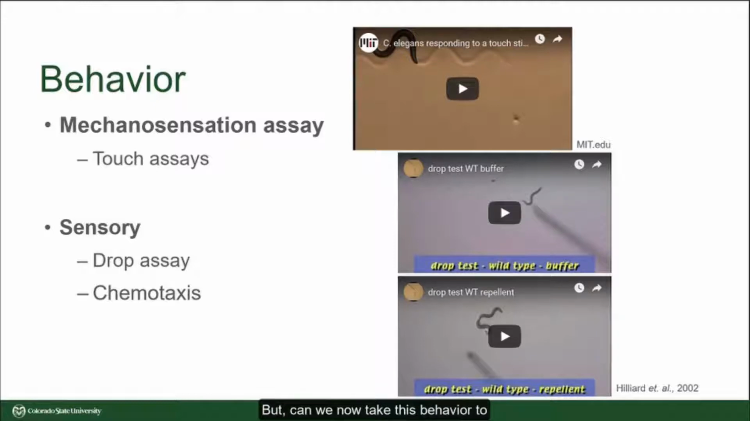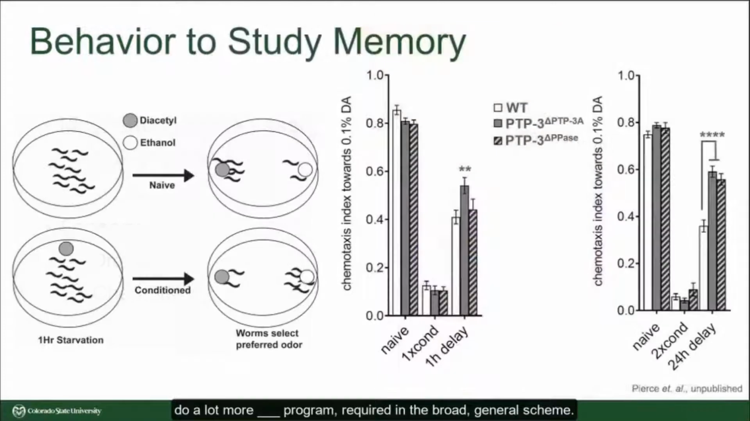But can we now take this behavior and do more practical things, with a broad general scheme? You can, using a chemotaxis assay, which we'll talk about now. We use this chemotaxis assay to study memory in worms. Not a lot of people know it, but worms do have memory. They're capable of learning. They have short-term and long-term memory.